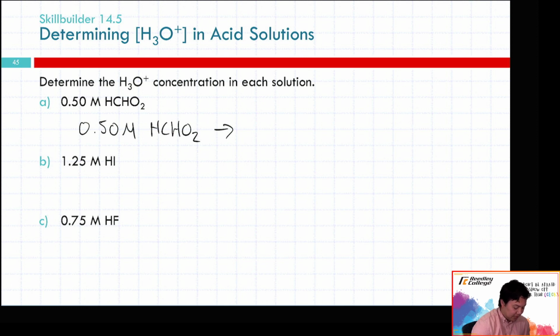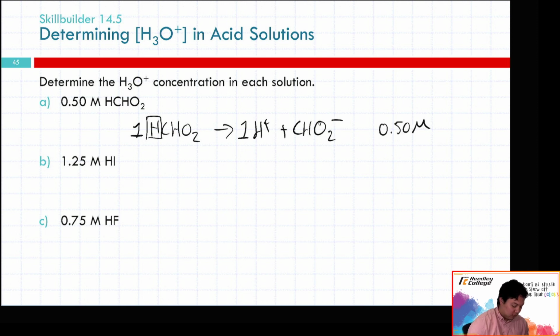So, anyways, basically what we're looking for here is how many ionizable hydrogens do we have? Because there's only one here, this is going to be H plus and CHO2 minus. Looking at this as a reaction equation, we have a 1 to 1 ratio. So our concentration of H plus is going to be 0.50 molar. Easy 1 to 1.